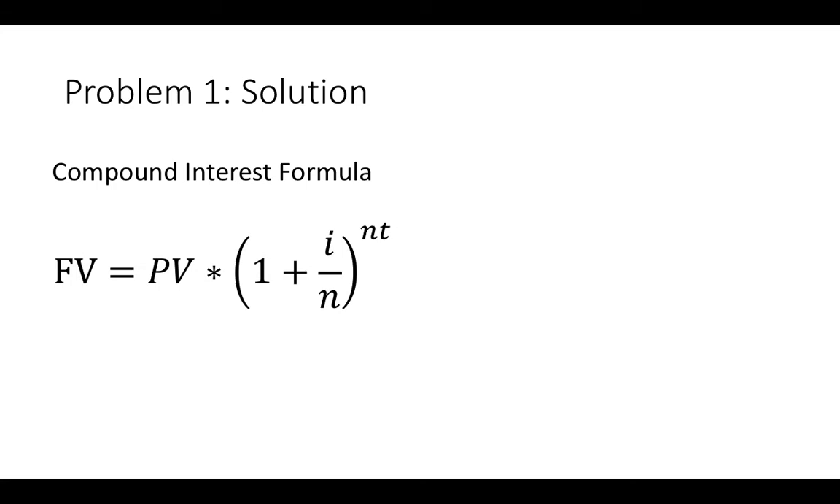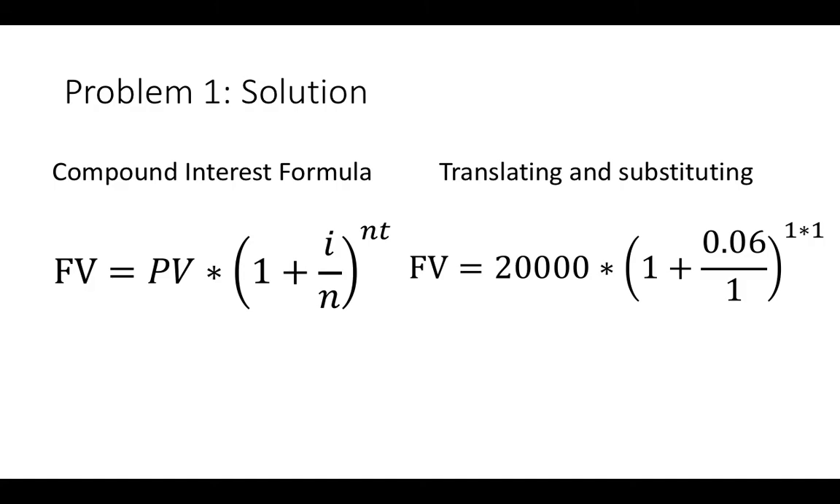So if we start out with that compound interest formula that I showed in the first slide, we'll basically substitute all of the values that we went over in the last slide. So PV, our present value, is 20,000. Our interest rate is 6%, so 0.06. Because we're compounding annually, n is going to be 1, and the question asks how much it's worth after 1 year, so t is going to be 1. So after evaluating, the answer turns out to be 21,200.